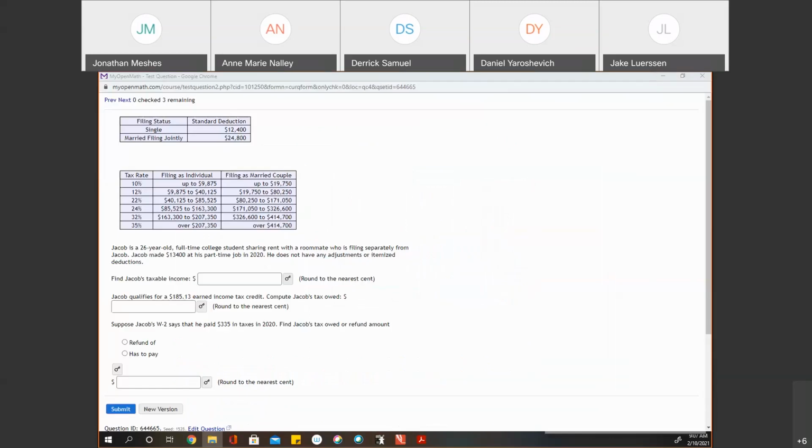Okay. So in this first step, since he does not have any adjustments or itemized deductions, the gross income is the same as the adjusted gross income. So our gross income is 13,400. The adjusted gross income is also 13,400. There are no adjustments to take off. Okay. Since he has no deductions, we're going to use the standard deduction.